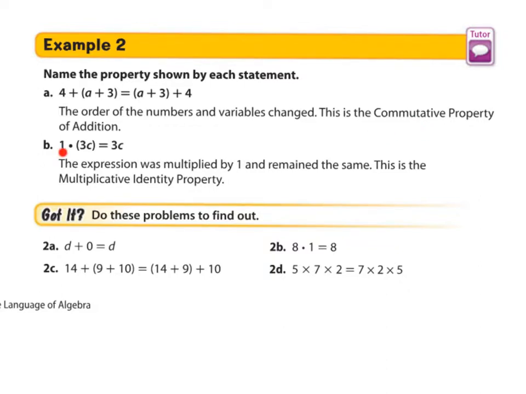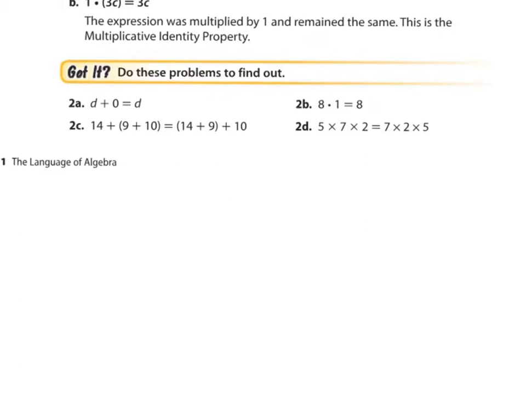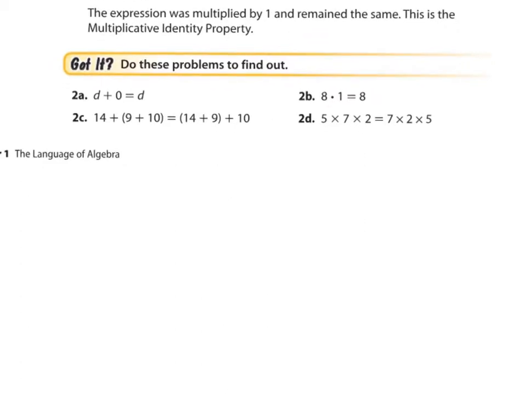Over here, 1 times 3c is 3c. Whenever multiplying something by 1, it's not going to change the value, right? So this is the multiplicative identity property. Okay, let's try and practice identifying these properties. Here we go. If you think you can do it on your own, please pause the video and try these 4 on your own. Pause now.